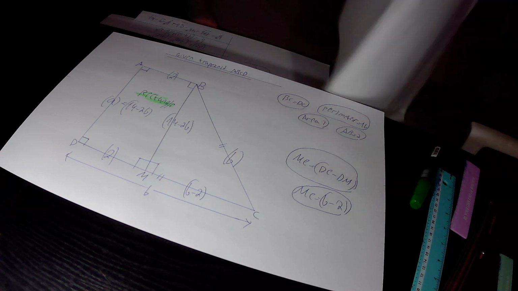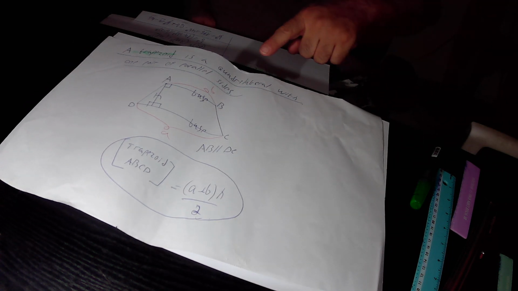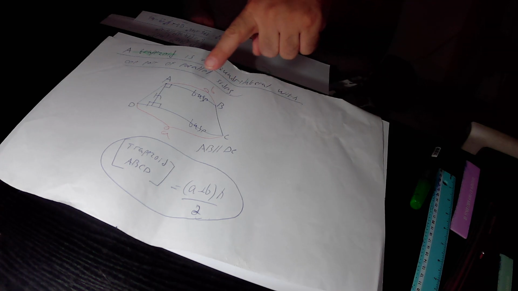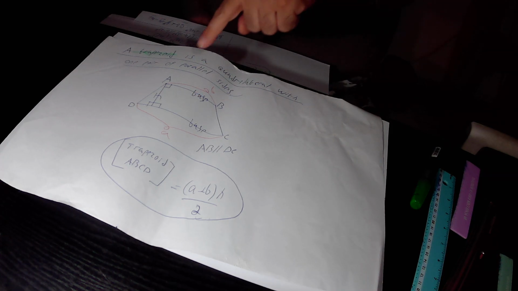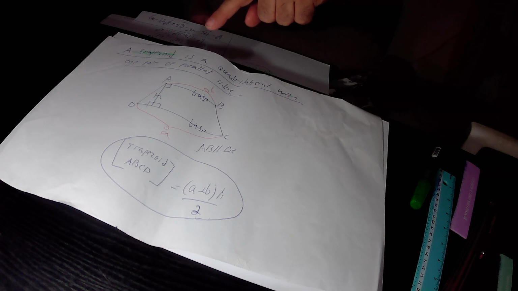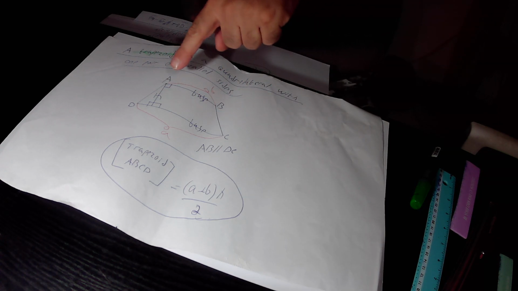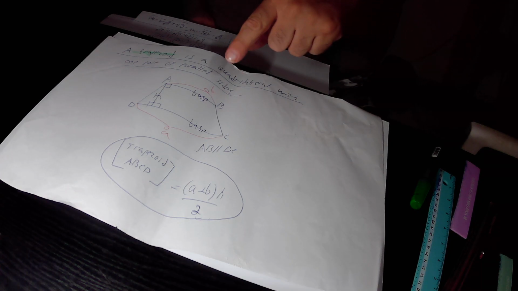The area of any trapezoid is equal to the sum of its two parallel bases, in this case A plus B, times the height, that is h over 2. The height h must create 90 degrees with the two bases. You can see here that the height h creates 90 degrees with the base DC, and also with the base AB. So in total, the area of trapezoid ABCD equals the sum of its two parallel bases, A plus B, times the height h over 2.